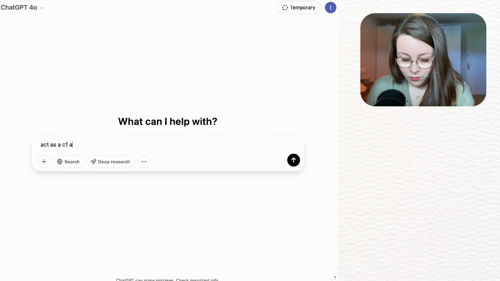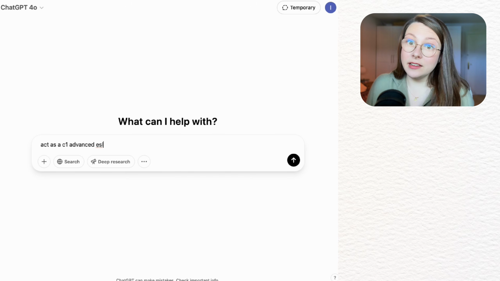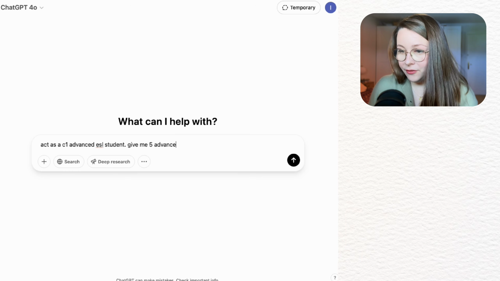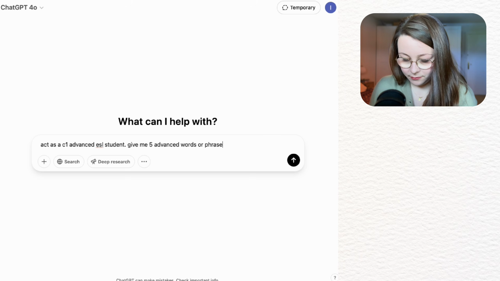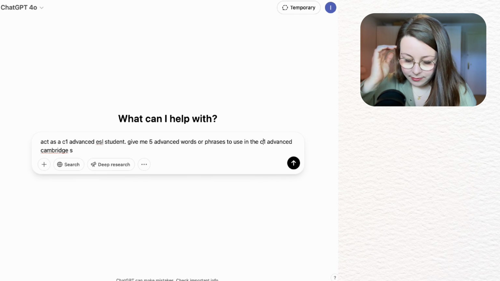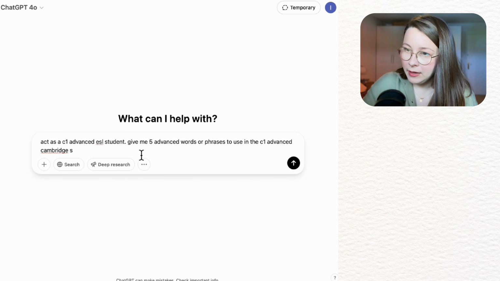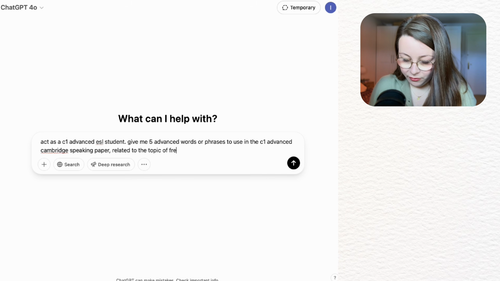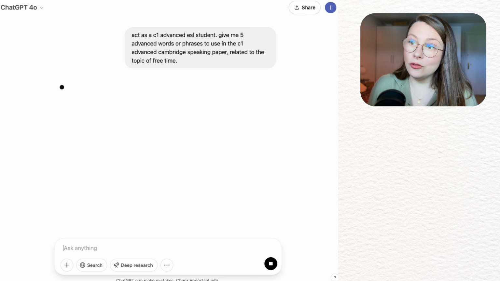So we're going to open up ChatGPT and type the following prompt. Act as a C1 Advanced ESL, English as a second language, student. Give me 5 advanced words or phrases to use in the C1 Advanced Cambridge speaking paper related to the topic of free time. My typing is awful today. So let's do this topic by topic.